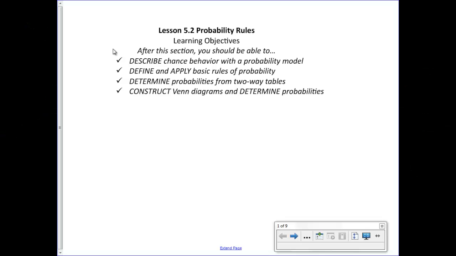First objective. We should be able to describe chance behavior with a probability model, define and apply basic probability rules. 3, determine probabilities from two-way tables. I know you guys like those so much, kind of like the conditional distributions. And then 4, construct Venn diagrams and determine probabilities with Venn diagrams. And we'll hang out with Venn diagrams quite a bit because those appear in many different places.